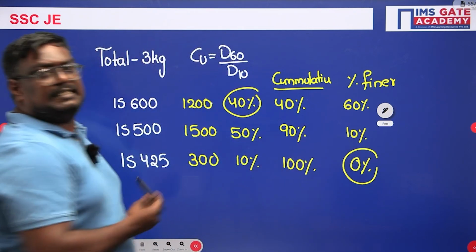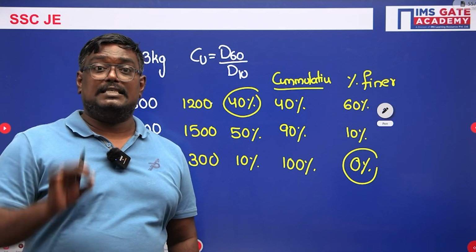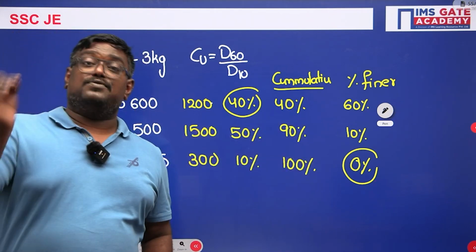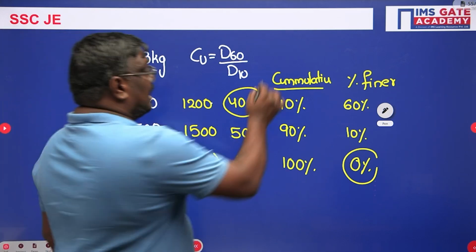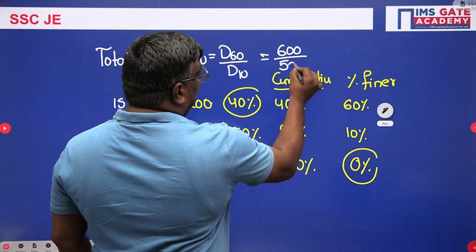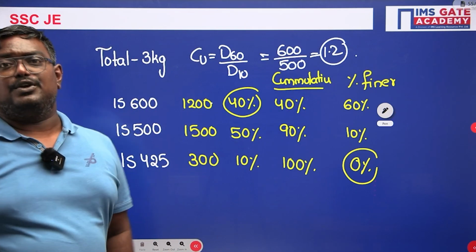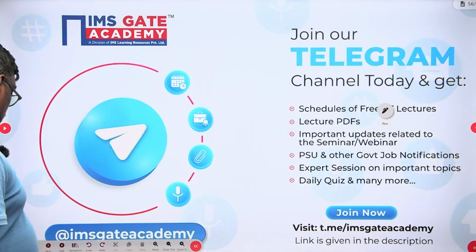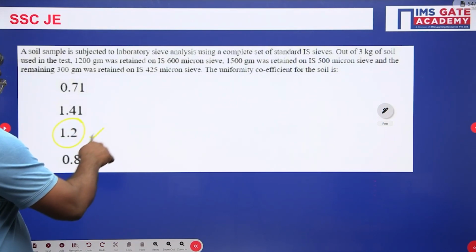So what is D60? D60 means the size of the sieve where 60 percent is passing. What is D10? It is the size of the sieve where 10 percent is passing. So the answer is simple: 600 by 500, which will be equal to 1.2. So the coefficient of uniformity in this case is 1.2. Here you can see 1.2. Option C is the right answer.